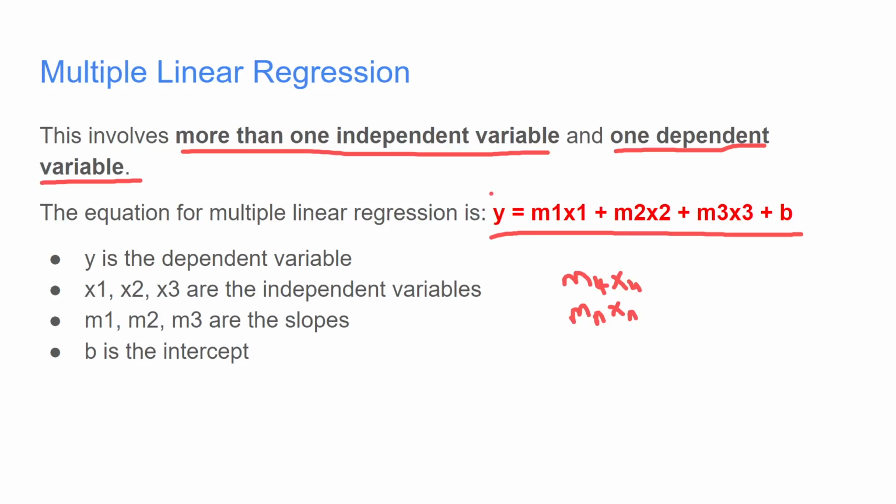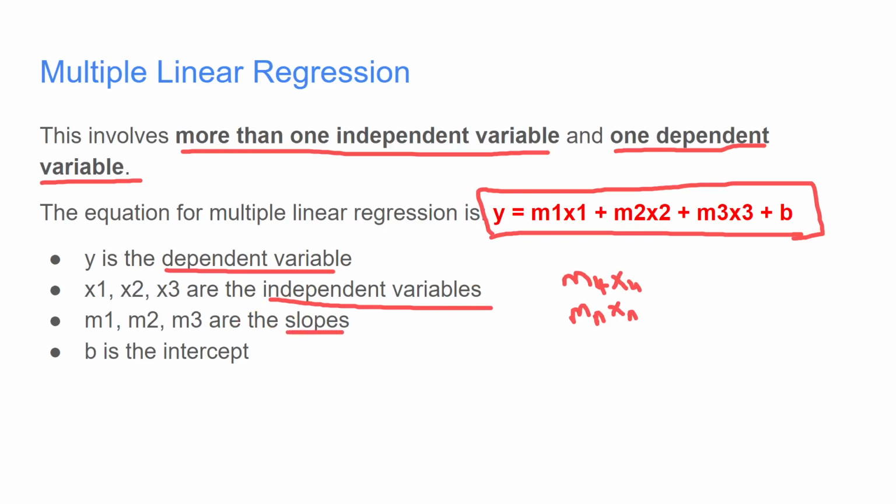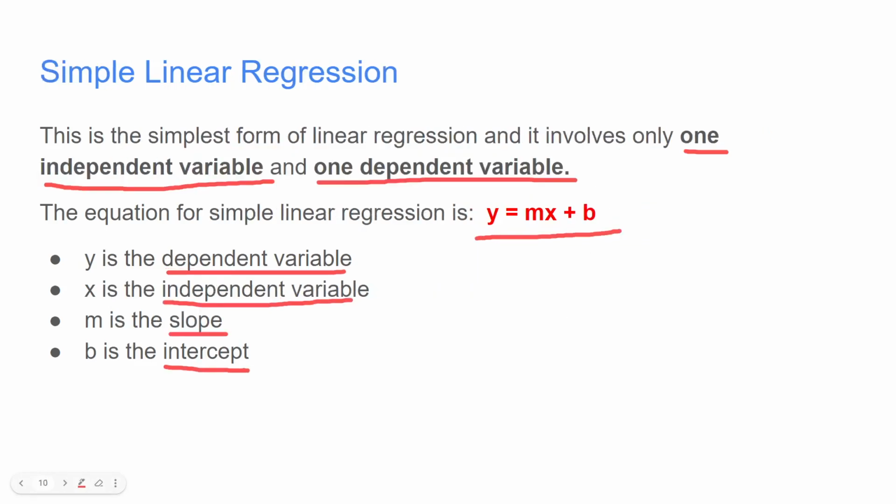So this is the important equation for solving any problems. Y equal to m1 x1 plus m2 x2 plus m3 x3 plus b. Here, y is the dependent variable, x1 x2 x3 are the independent variables, m1 m2 m3 are the slopes, and b is the intercept. So these two equations are important in solving the problems and for the house price prediction project.